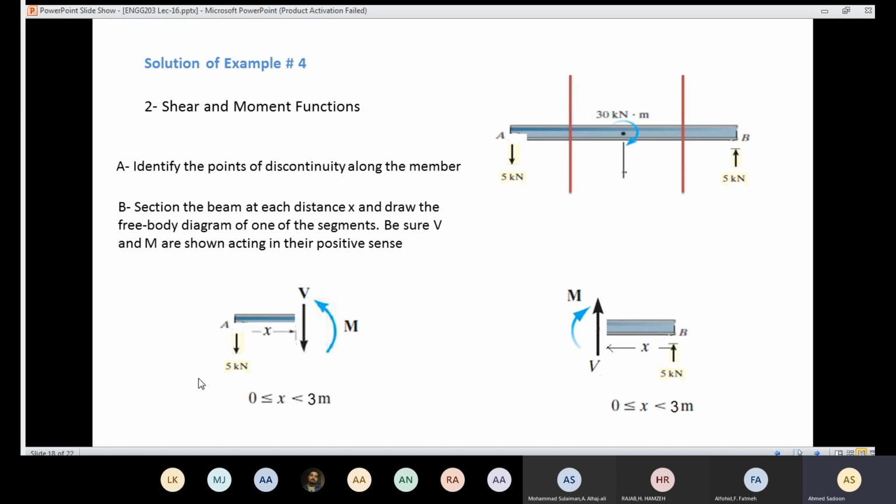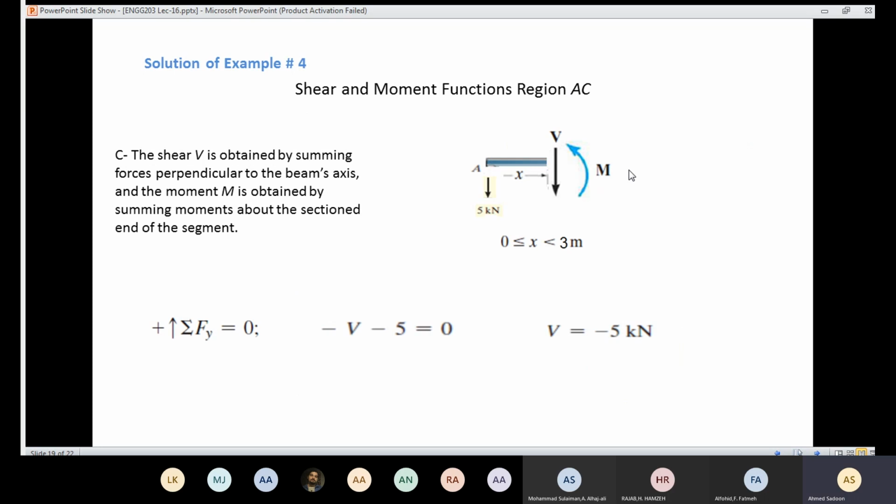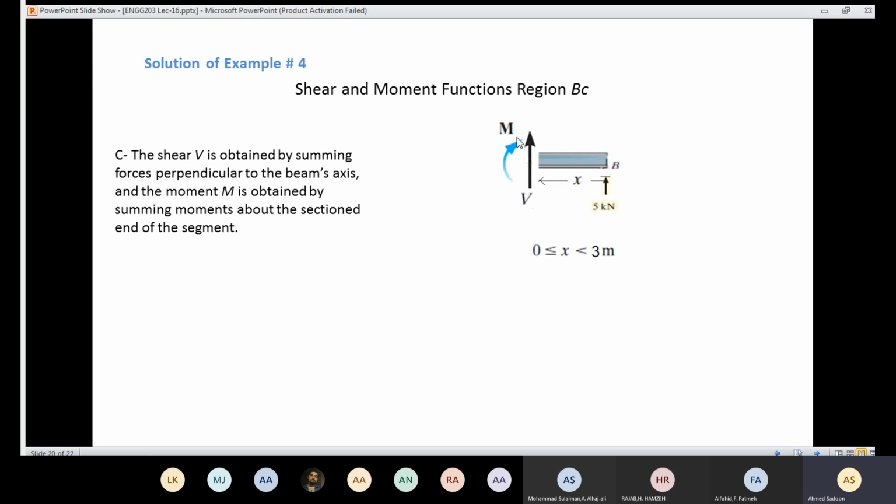So now let's move to the other section. I cut here. I find expressions for V and M. Now I cut here. I took the right part. I could have taken the left part, but this time I want to show you how to solve effectively. So I'm going to take the right part for the region BC. We took the right part, and this equation is valid from 0 to 3. Here is going to be x equals 0, and here x equals 3.